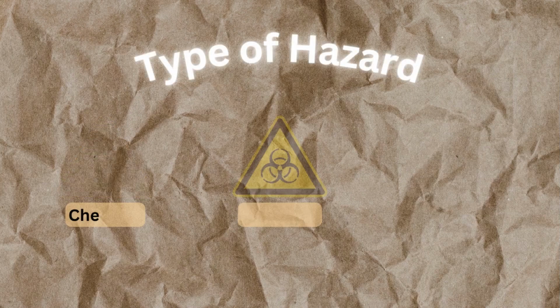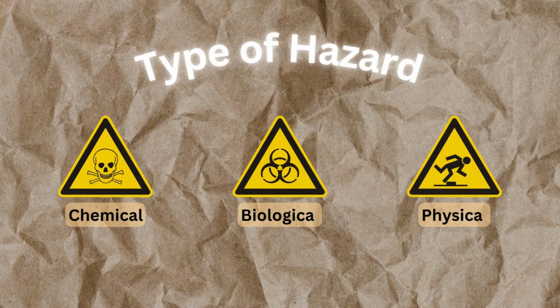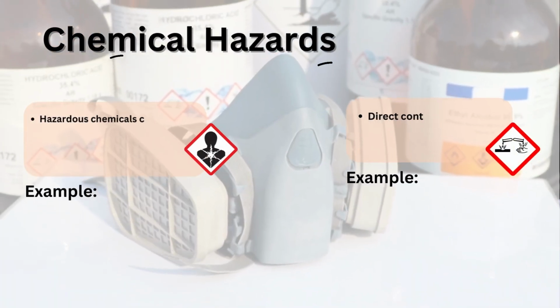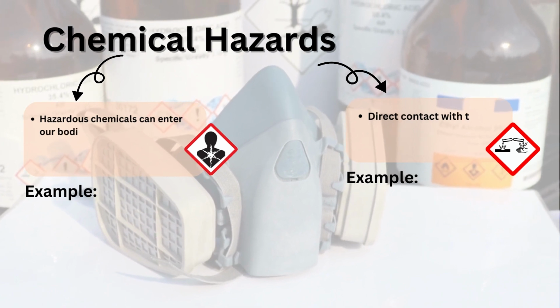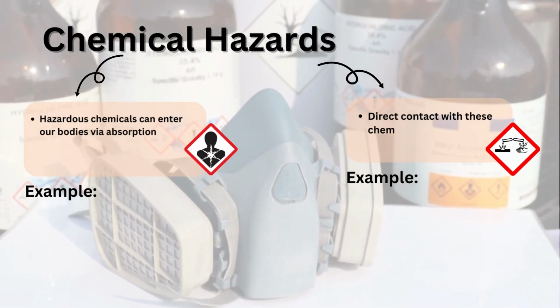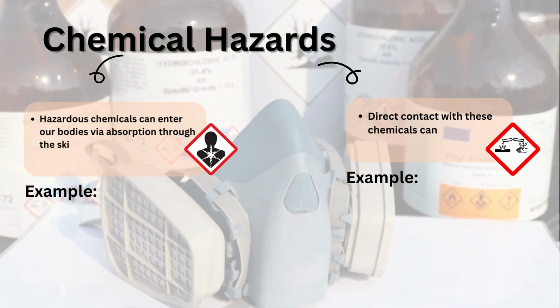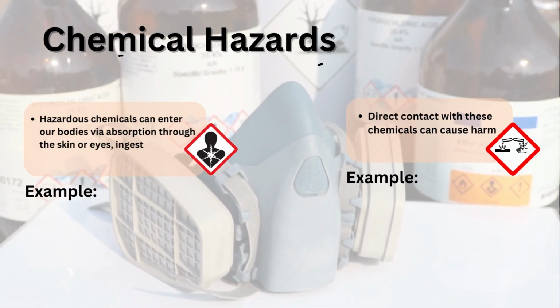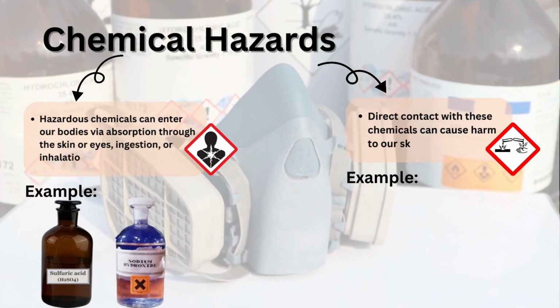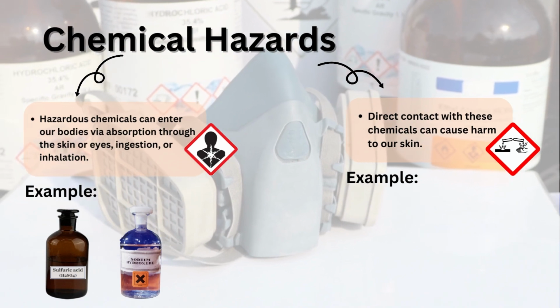There are three types of risks and hazards in a biotechnology laboratory, which are chemical, biological, and physical. For chemical risks and hazards, there are many different types of chemical solutions used in biotechnology laboratories, and the risk of harm or injury is high. Hazardous chemicals can enter our bodies via absorption through the skin or eyes, ingestion, or inhalation.